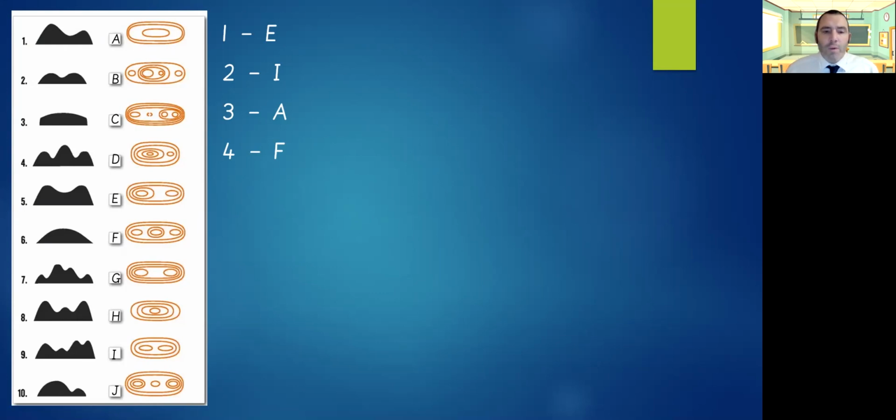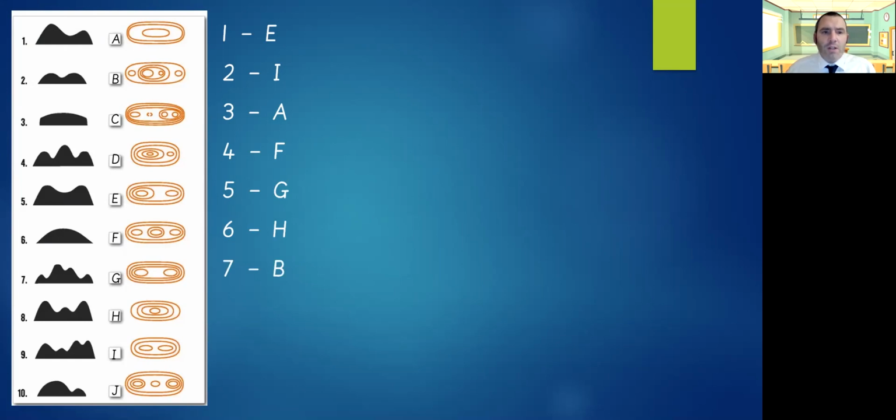Question 5, we've got 2 peaks on this one, roughly the same height. That goes with G. So we've got quite steep sides here, so the contour lines are closer together. And then we have our 2 peaks on the top. So 6 goes with H. So we've got quite a uniform, steady slope. So the contour lines are roughly the same distance apart and a nice, sensible top.